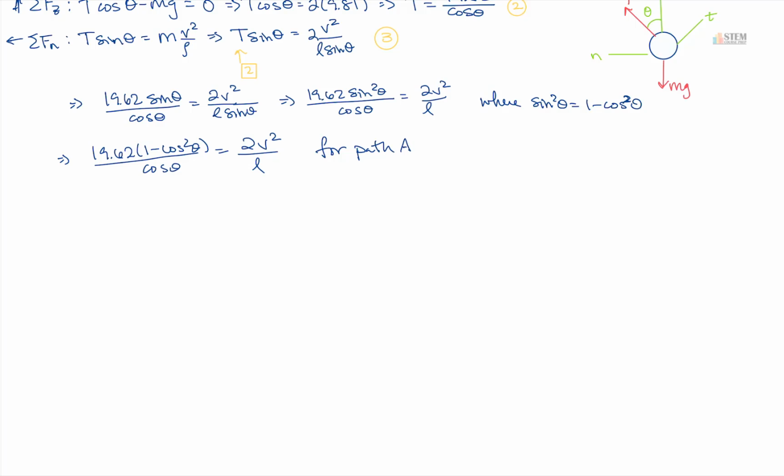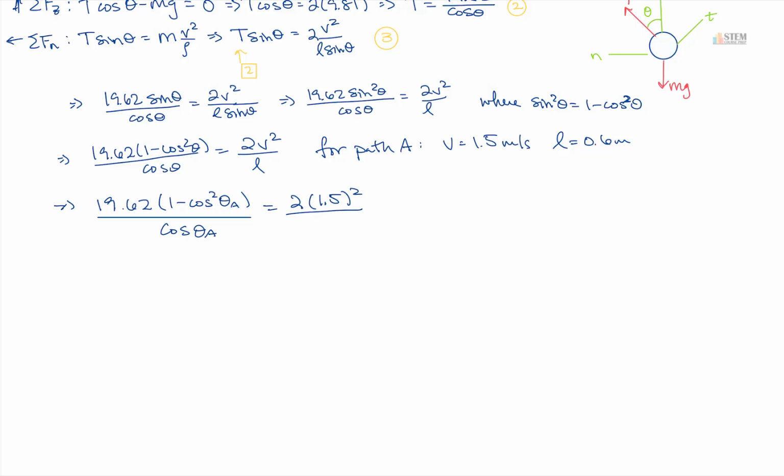All right, so for path A, our velocity is 1.5, and the length, if we put it in meters, is 0.6. So we're going to put those in. And then this will give us theta A, right? So I'm going to switch over from theta, and I'm going to call it theta A now. So we got 2 times 1.5 squared over 0.6. And then the last thing you have to do is some algebra. We're going to get a quadratic equation that we can solve, and then that'll give us our theta A.